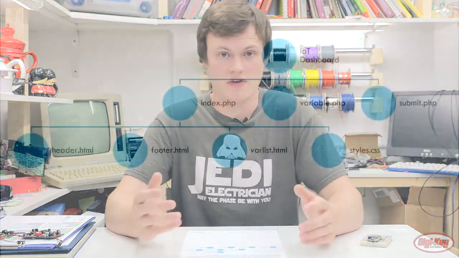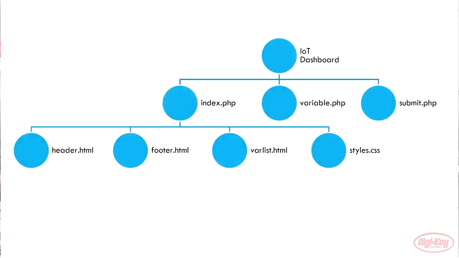So what we see here is a very simple layout of the website. Now, the very top part of this website is the IoT dashboard itself. This is what we interact with, and this includes 3 different files. Index.php, this is the page we land on when we first visit the site. Variable.php, this is what we use to actually view variable data. And then submit.php. Now, the submit.php is what we use to send data to.